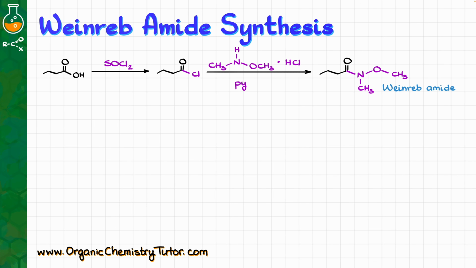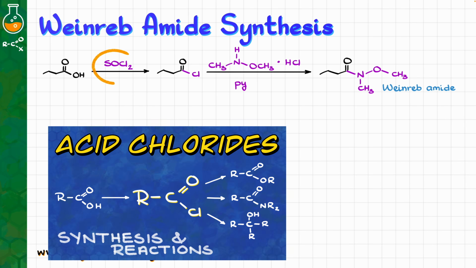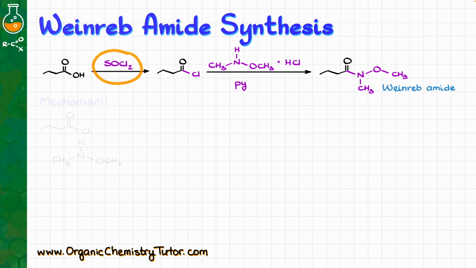Normally, this molecule is commercially available in the form of the hydrochloride, so we are going to need pyridine as a solvent to neutralize that as well. And as a result, we are going to get our amide. Now, I do have a dedicated video on how we make acid chlorides and their reactions. So here I just want to look at the mechanism of the last step where we are converting our acid chloride into our Weinreb amide.